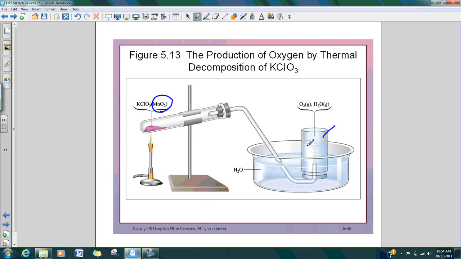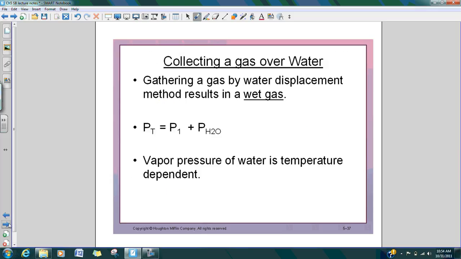Now keep in mind again that we have a certain amount of water pressure happening here, vapor pressure, and we had to show that by correcting for the temperature. So gathering a gas by water displacement results in a wet gas, which is what we were doing in class. I'm not quite sure I used that terminology. So to find our total pressure, we had to take our pressure 1 plus the pressure of the water. Now in lab, we were trying to find the pressure of just the butane, so that's why we subtracted our values to get that correction factor. So vapor pressure of water is temperature dependent. Okay, going on to the next one.